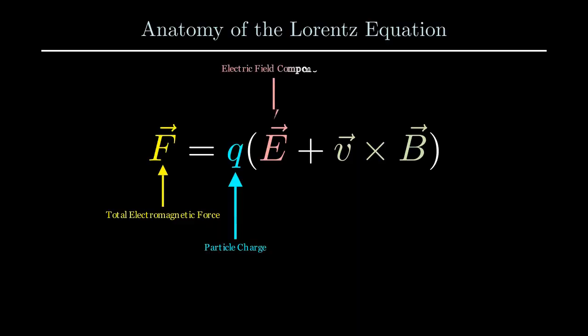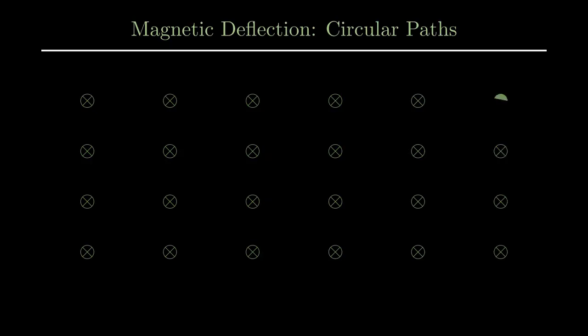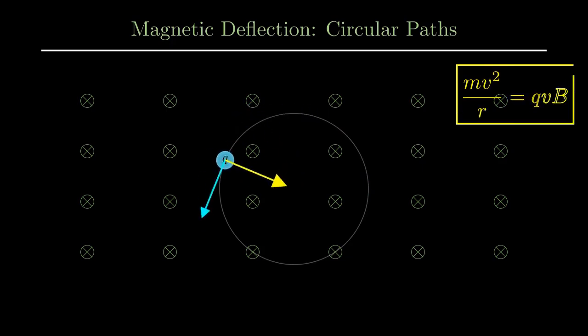This elegant formula shows that the total force is simply the vector sum of the electric force and the magnetic force. The electric component, Q vector E, acts along the direction of the electric field, causing acceleration or deceleration. The magnetic component, Q times vector v cross vector B, acts perpendicular to both the velocity and the magnetic field. This often results in the particle following a curved path. For instance, if a charged particle enters a uniform magnetic field perpendicular to its velocity, it will experience a constant force that causes it to move in a circle.